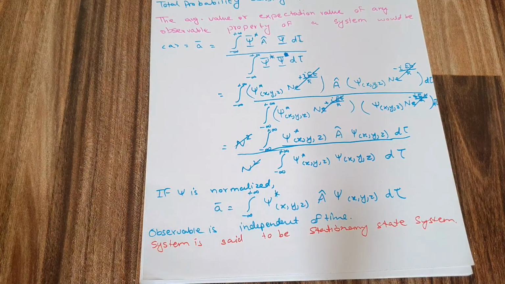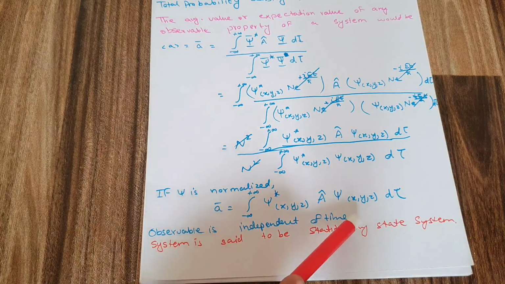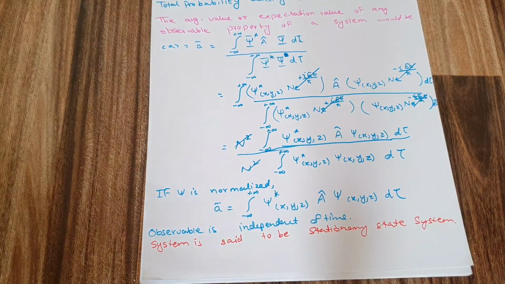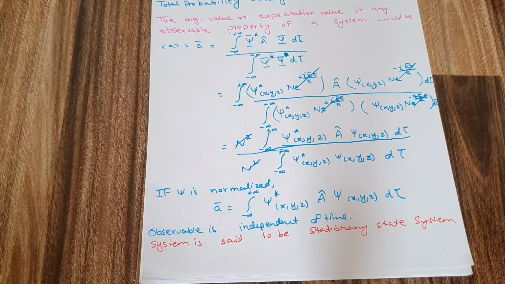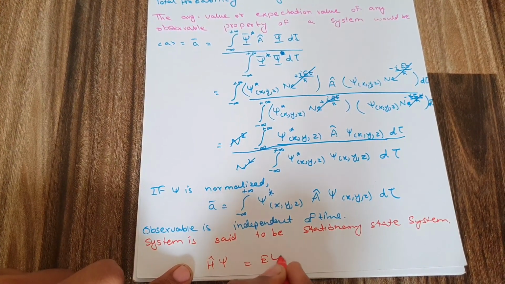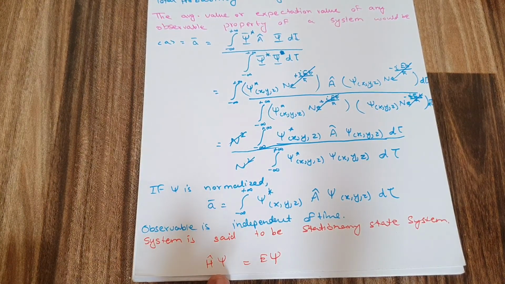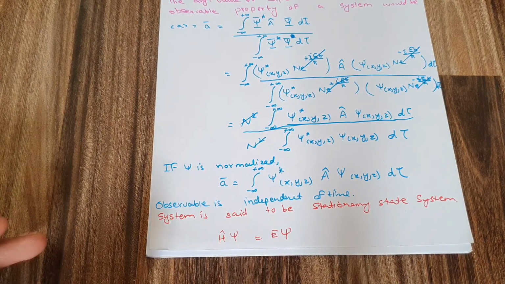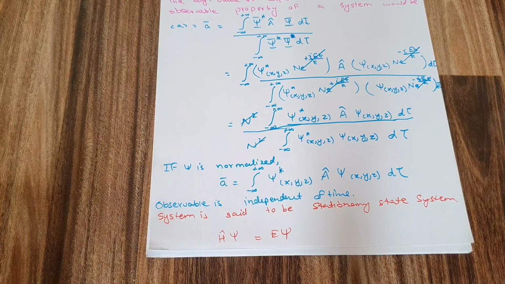As you can see, the probability density has come out to be independent of time, and my observable property has come out to be independent of time. So I can say that this system is a stationary state system. Stationary state system does not mean that a system is at rest, it only means that we can find all of its properties by solving the time independent Schrodinger wave equation. The time independent Schrodinger wave equation is H psi is equal to E psi. This side depends only on the position coordinate, which means our observable property is independent of time. So this system is a stationary state system, and we can calculate all of its properties by using the time independent Schrodinger wave equation.